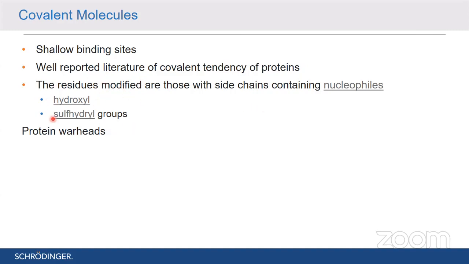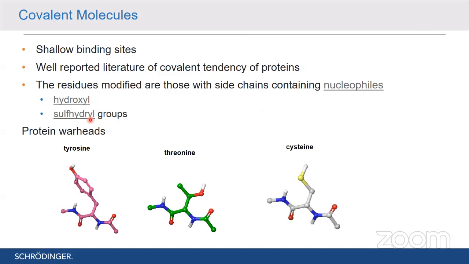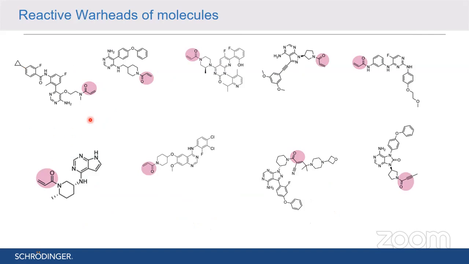Usually the warheads in your protein are hydroxyl or sulfhydryl groups, which is majorly tyrosine, threonine, and cysteine. So these are the frequently reported residues that form covalent bonds, either with the hydroxyl group or with sulfur, that is cysteine. Okay, and then there are the reactive warheads of the molecules. So this is also a trend.